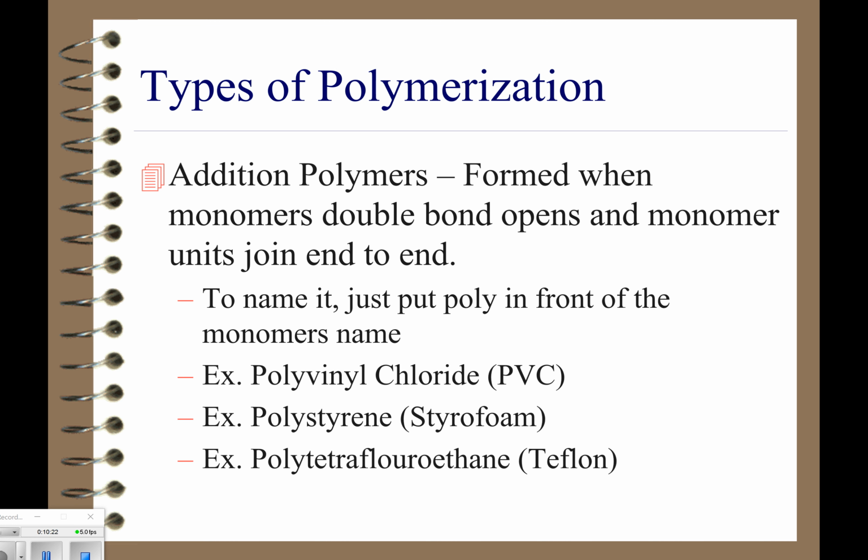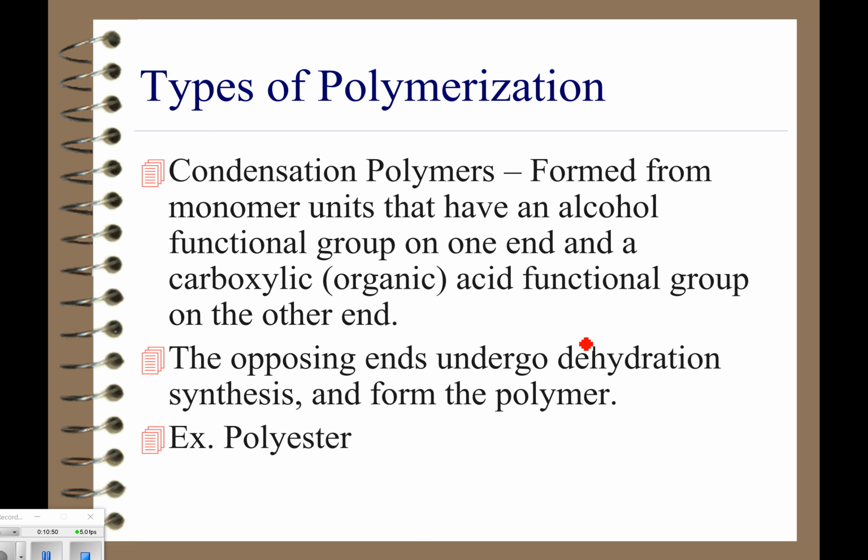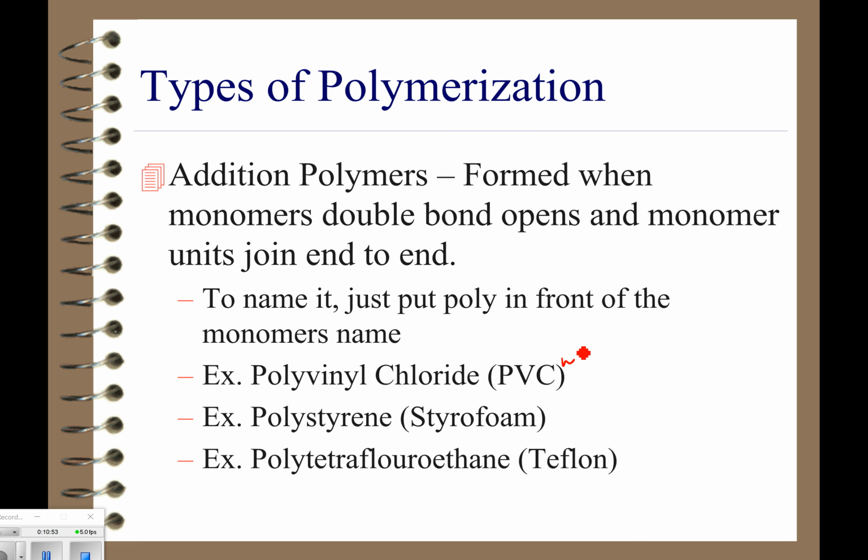Now there's a few different types of polymerization. Addition polymers are formed when the monomer's double bond opens up and the monomer units just join end to end onto each other. And to name these types, all we do is put poly in front of the monomer name. So if the monomer is vinyl chloride, we put poly in front of the name and we get polyvinyl chloride, which is PVC. That's the white pipe that you see oftentimes for plumbing, PVC pipe. And it's in a lot of other things as well.